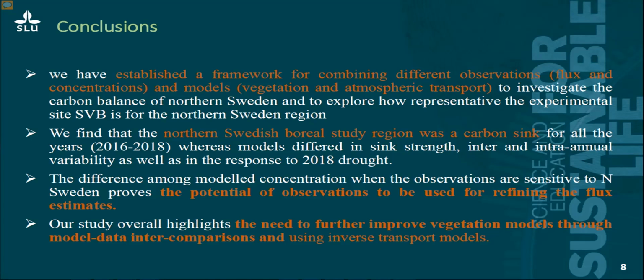The modeled concentrations, when the observations are sensitive to northern Sweden, proved the potential of observations to be used for refining the flux estimate further in an inversion framework. Our study overall highlights the need to further improve vegetation models through such model-data intercomparisons and using inverse transport models. Thank you.